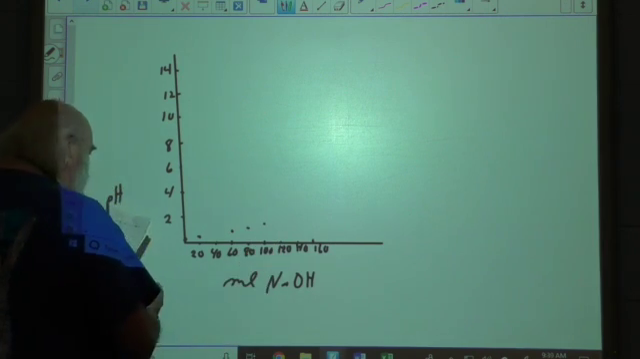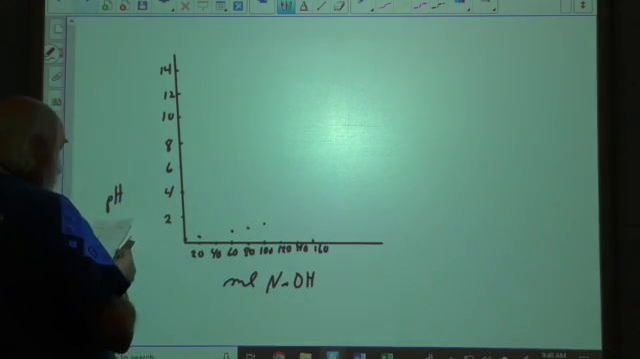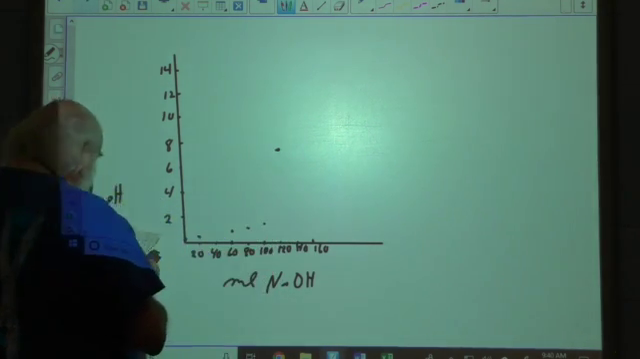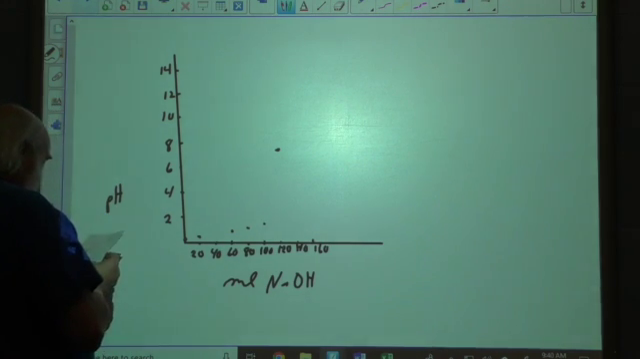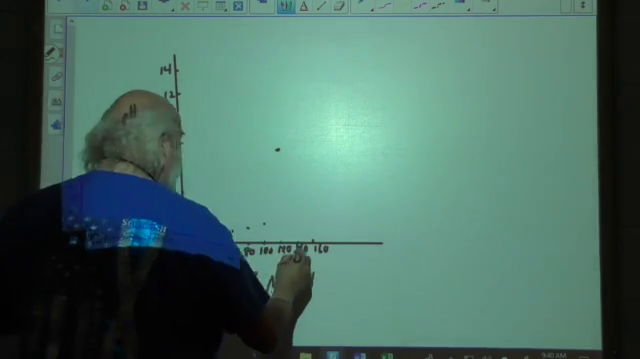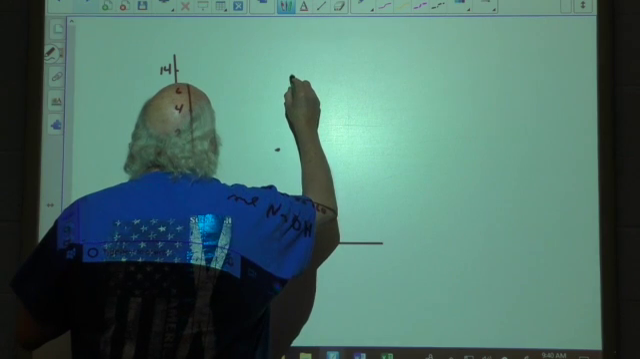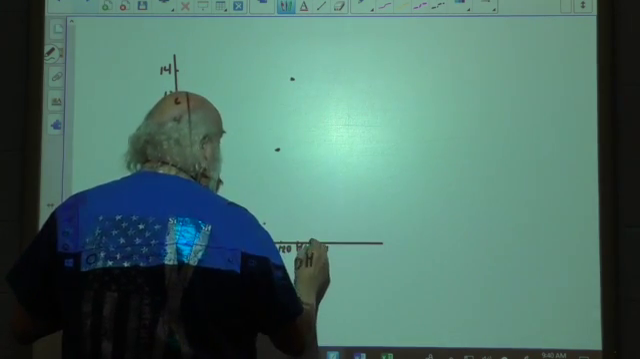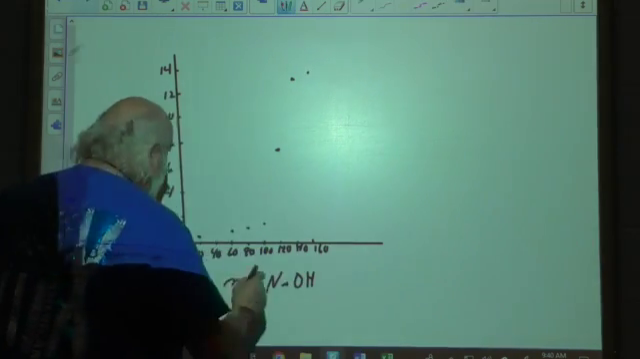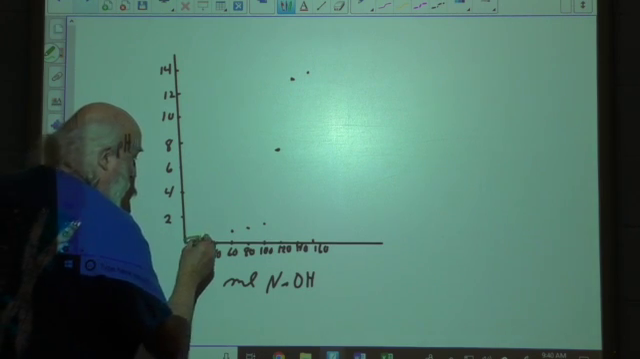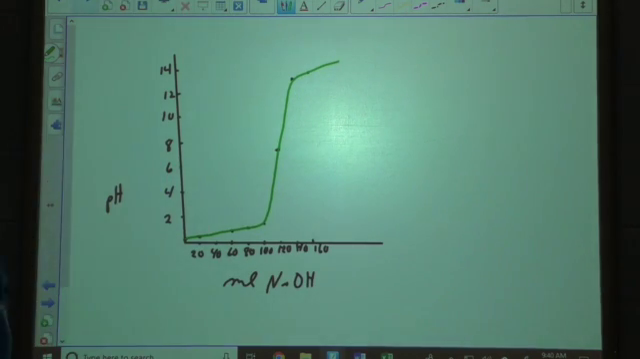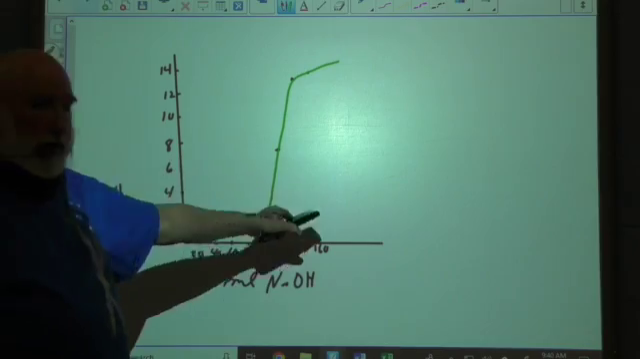Again, a slight change. At 120, however, it goes up to 7, which is right about there. At 140, it jumps to 12.79, which is right about there. And then 160, it starts to taper off. So the graph of this thing starts really low, and then jumps, and then does this. That is the titration curve.